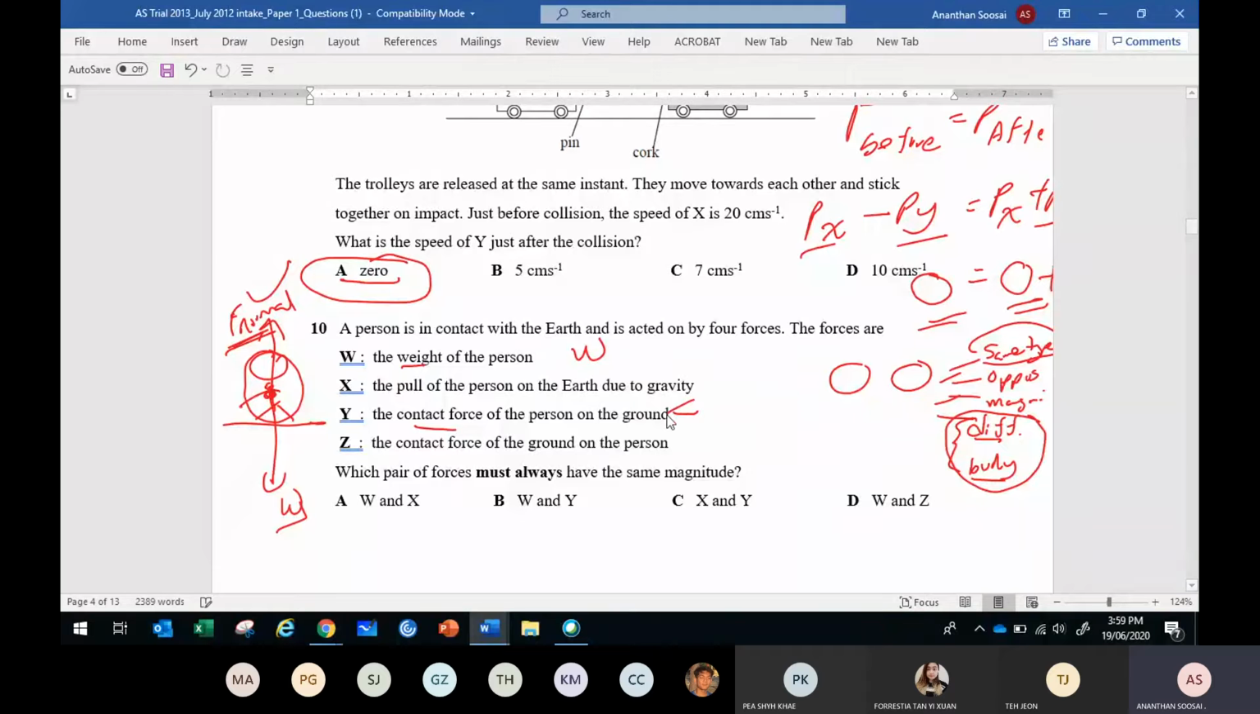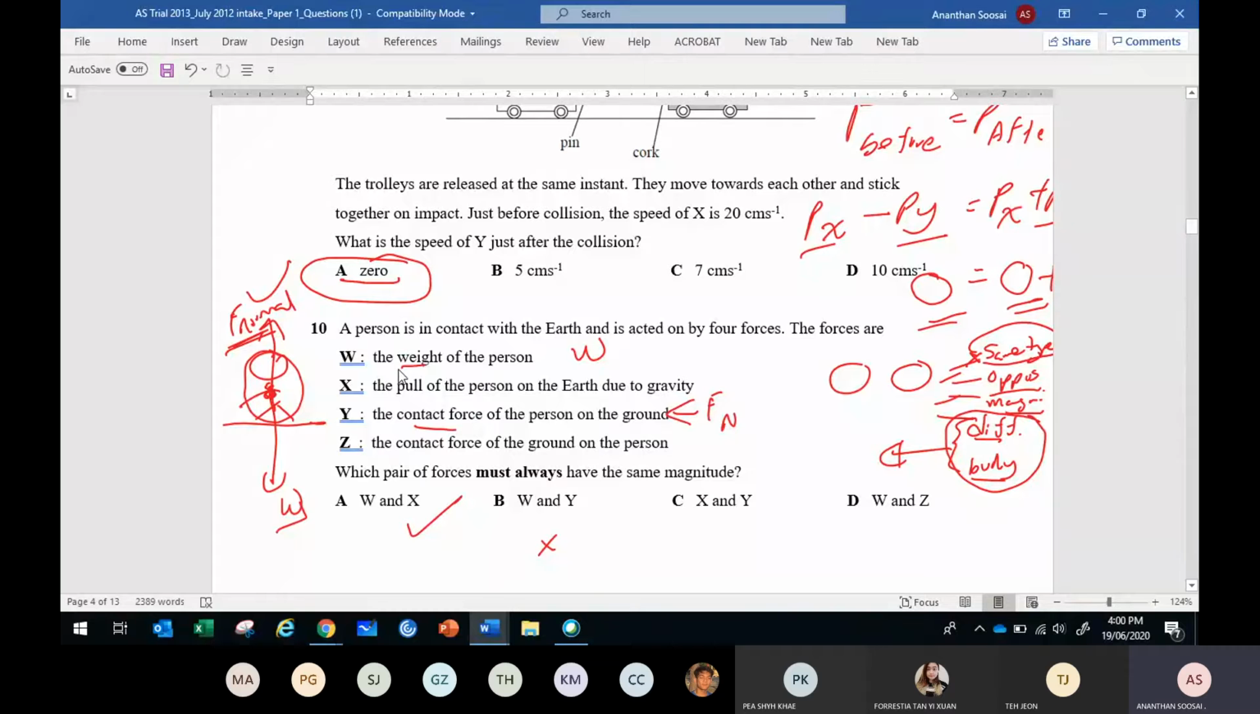W and Y is the contact force. The contact force is the normal reaction. So of course W and Y cannot be an action reaction pair. The reason is it acts on the same body. It should act on a different body. All the other features look the same: same magnitude, oppositely directed. They are not the same type. One is gravitational force, another one is pushing contact force. The main point you can check is different body. So B cannot be the answer. A, yes, A is the answer.